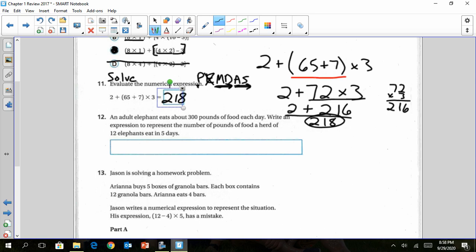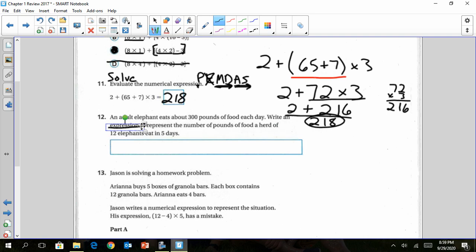Question number 12. We have an adult elephant eats about 300 pounds of food each day. Write an expression to represent the number of pounds of food a herd of 12 elephants eat in 5 days. So when we write an expression, all we want to do is set up the problem. We don't want to solve it. We just want to set the problem up.